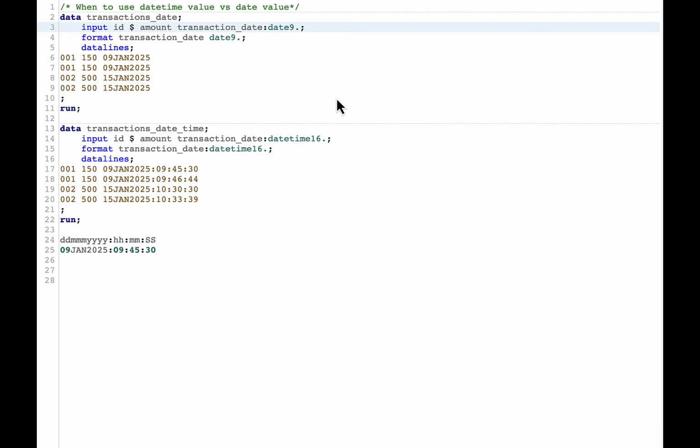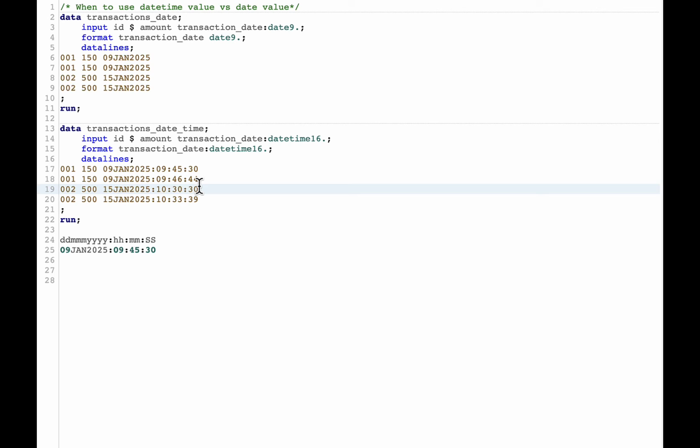Now, first let us start with an example in here. In here, I have a data step in which I have three variables. The first one is ID, second one is amount, and third one is transaction underscore date, and here we have four observations. And here if you look in, we have first two observations which look exactly same, and the second two observations also look the same.